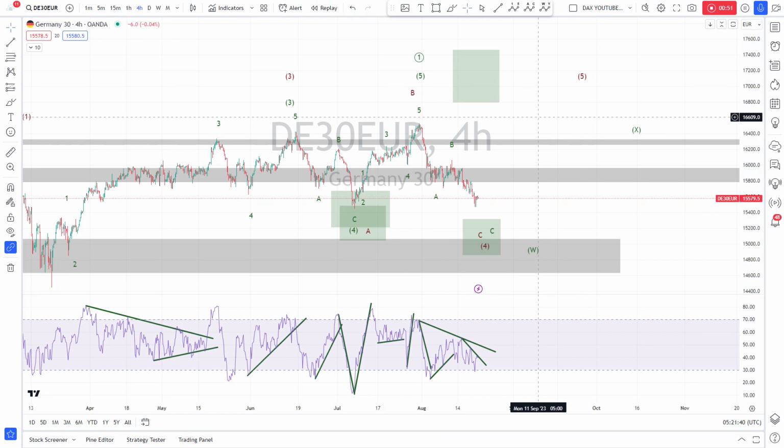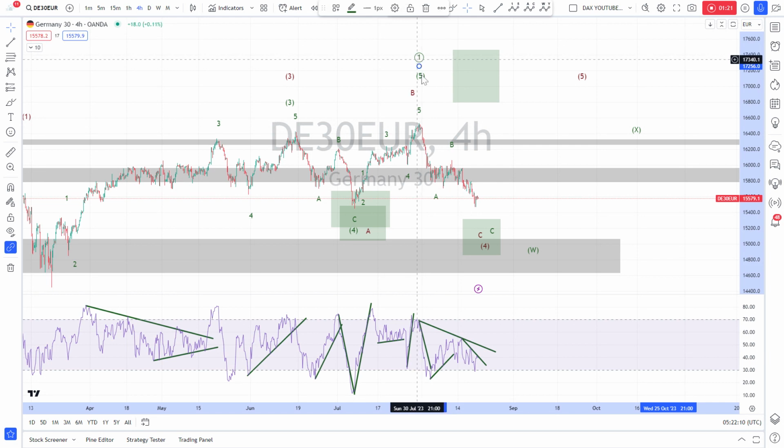Yeah, but I think the truth is, from here, a lot of scenarios are possible. I can come up with a lot of counts. It depends a bit what we do now from here or from here. So let me explain. Let's start with the scenario in green, which we will call the bearish one. Bearish in the sense that our wave one in the higher degree is in here.